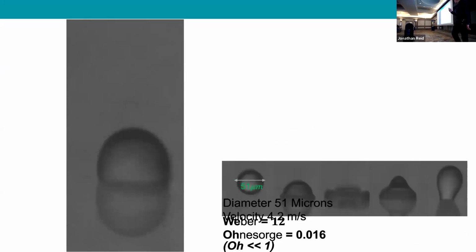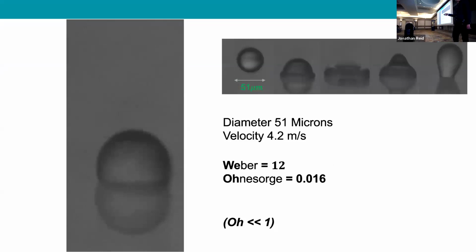And the other outcome we got, which shouldn't be surprising, is sticking. As you can see here, we have a droplet impact, spread, retract, do some oscillations. And the thing that changed between our droplet bouncing and our droplet sticking is it's now going slower. But note, the Ohnesorge number is still much below 1, so if this was an ideal non-wetting surface, we'd expect this to still bounce.